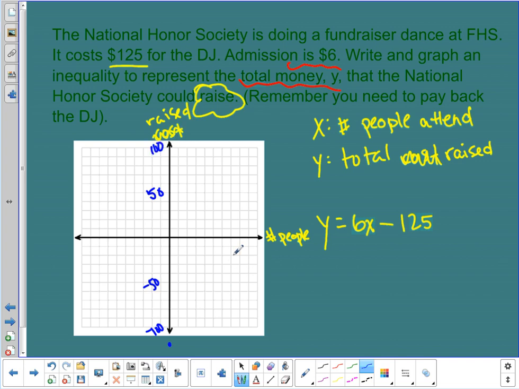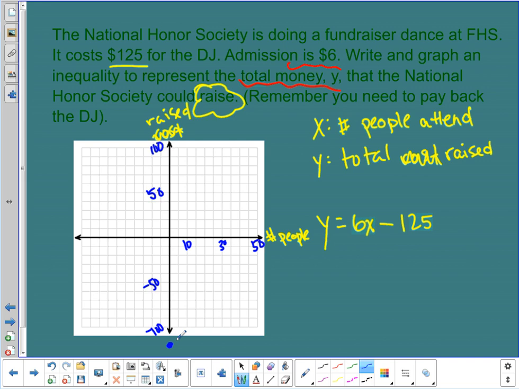Okay, now the number of people, let's say maybe I count by, I don't know, fives, because we're hoping a lot of people attend the dance. So 5, 10, 15, 20, 25, 30, 35, 40, 45, 50, 55, 60 would be out here. So this is 35, 40, 45, 50. We'll do that. 5, 10. Okay. So now when I type all of this into my calculator, I know that my y-intercept, I already put it on there, is at negative 125.